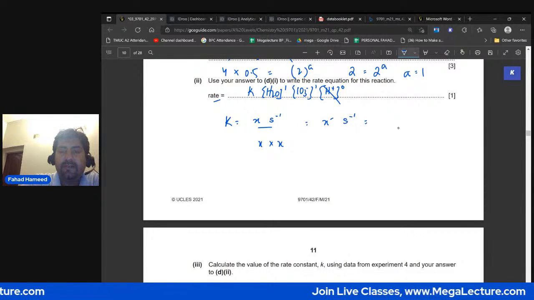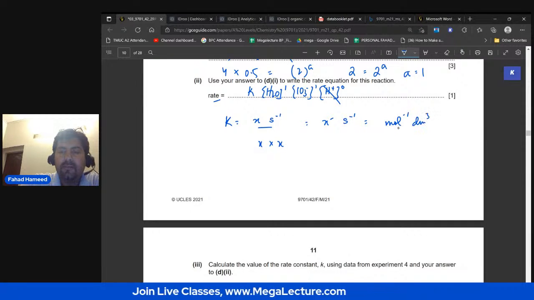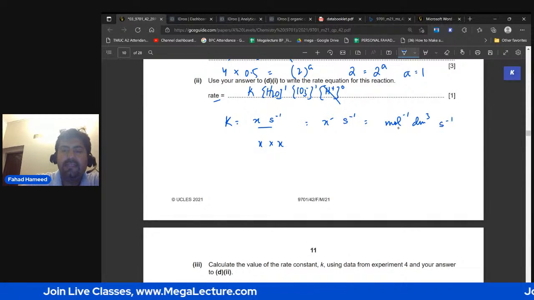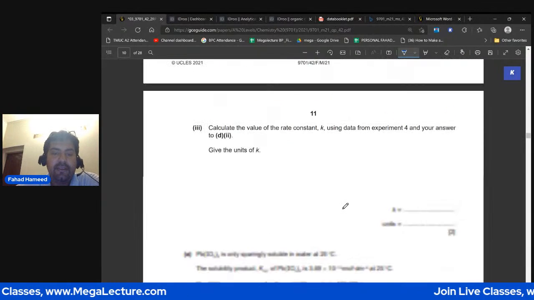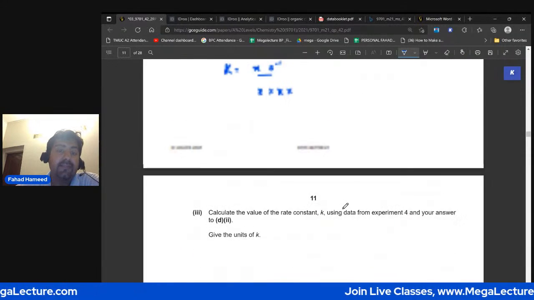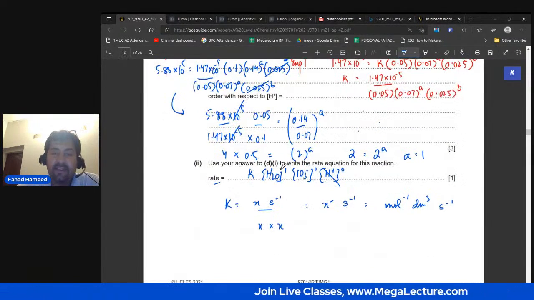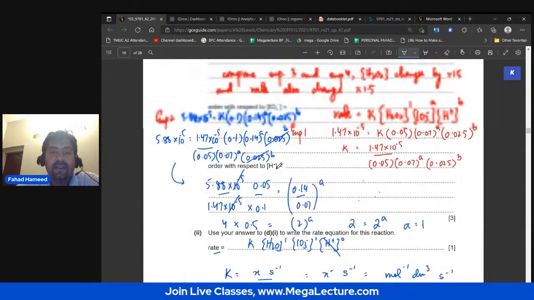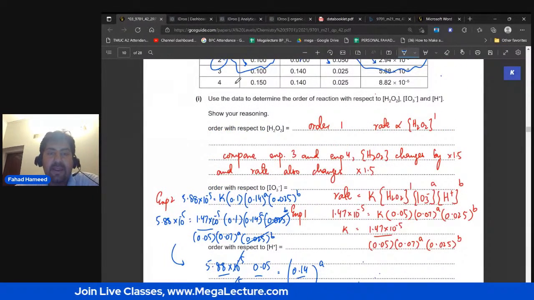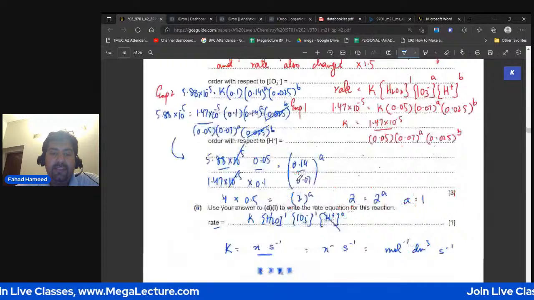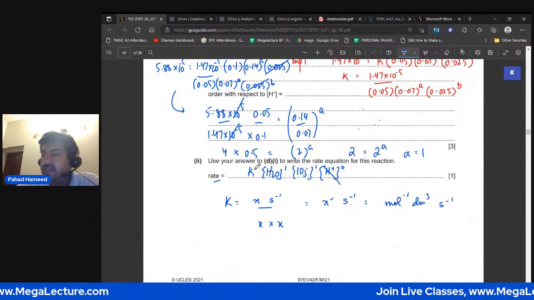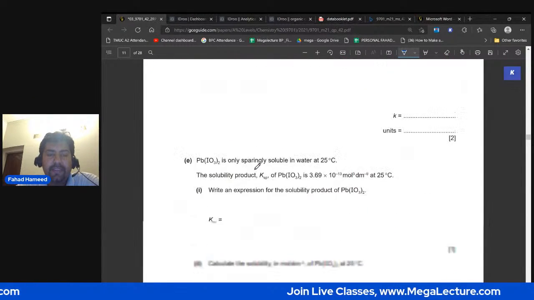If you simplify it, it's mole per dm cube to the power minus 1, so mole dm3 and s minus 1. That's your unit, and you can figure out the value of k. Just plug in the values from experiment number 4 into this, and you find what k is. That's about it. That's easy.